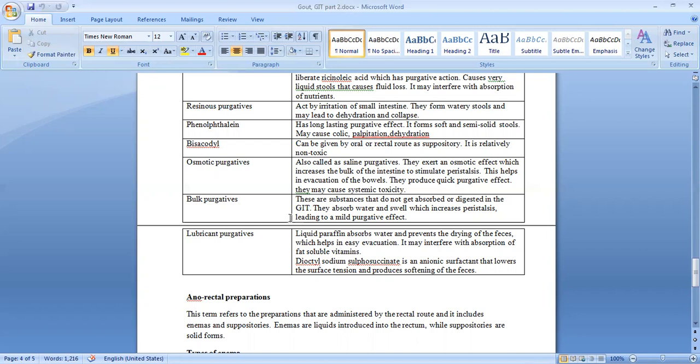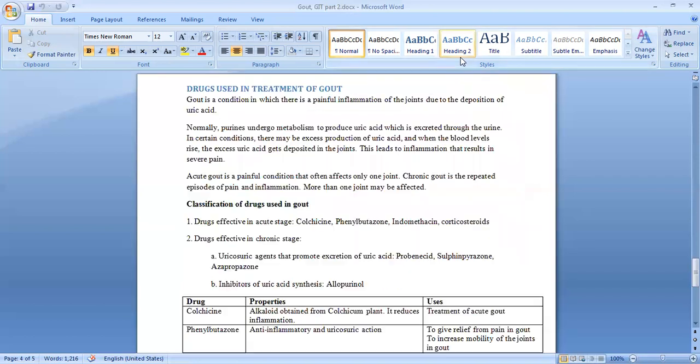The next category are the bulk purgatives. Now these are certain substances which are insoluble, so they don't get absorbed into the body, they will not be digested also, but they will sit in the GIT, in the stomach and intestine, and they will absorb water. So when they absorb water, they will swell in size, and because of that the bulk of the GIT increases, and that will stimulate peristalsis, which leads to a mild purgative effect.